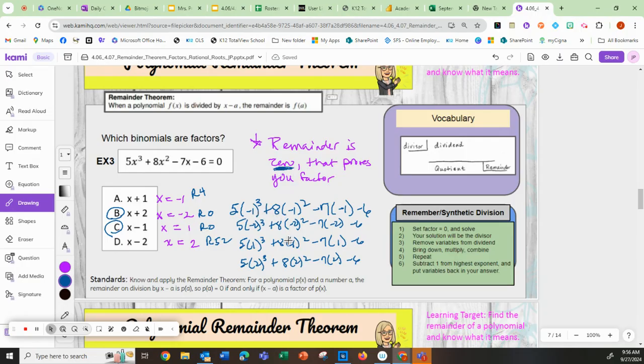So my personal opinion, especially on a problem like example 3, is I would just use my calculator instead of doing synthetic division. You could do synthetic division and the remainder would be 4, the remainder would be 0, the remainder would be 0, the remainder would be 52, or you could use the calculator method. Get the same answer either way.